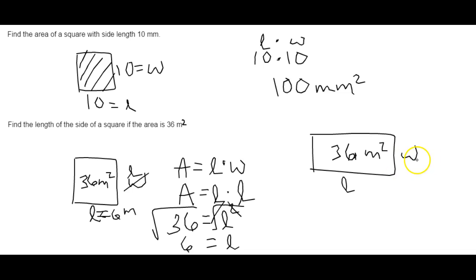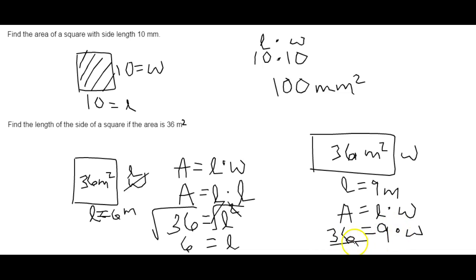If it was a rectangle, they would have to tell you the area and maybe the length itself. They could say, well, the length is 9 meters. Then we can use the area formula. Area is length times width. And we know area is 36 and length is 9. This time the opposite would be division. 9 times W means opposite is dividing. So the width on this rectangle would be 4 meters.